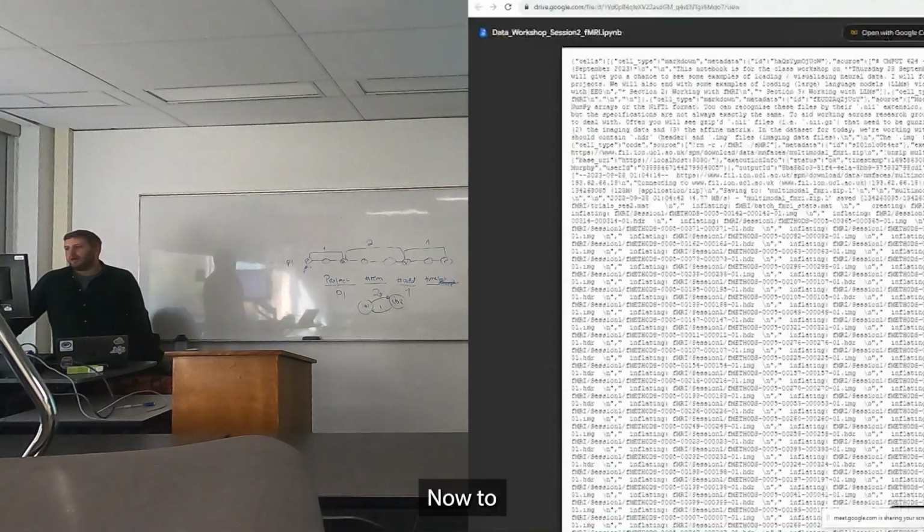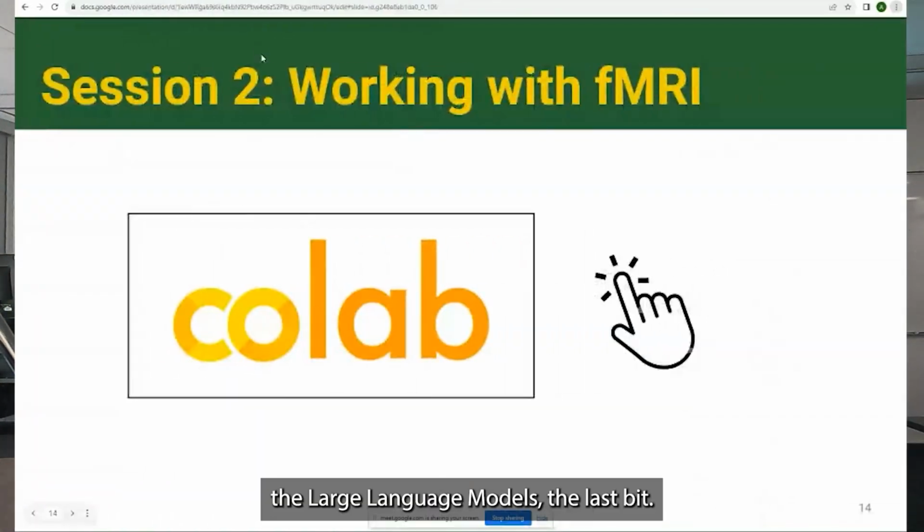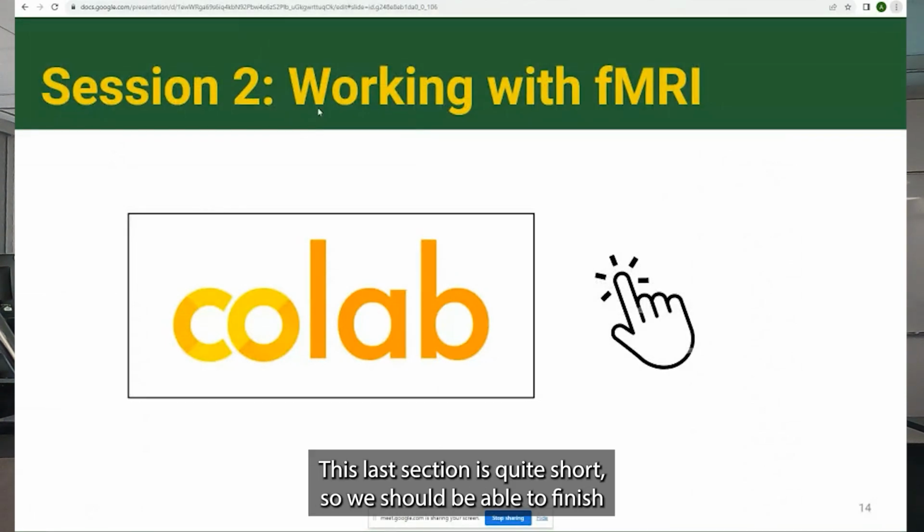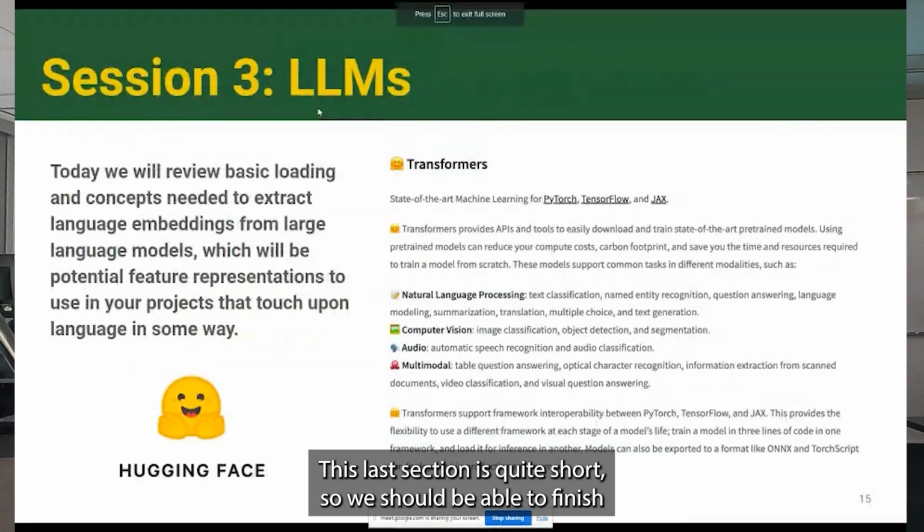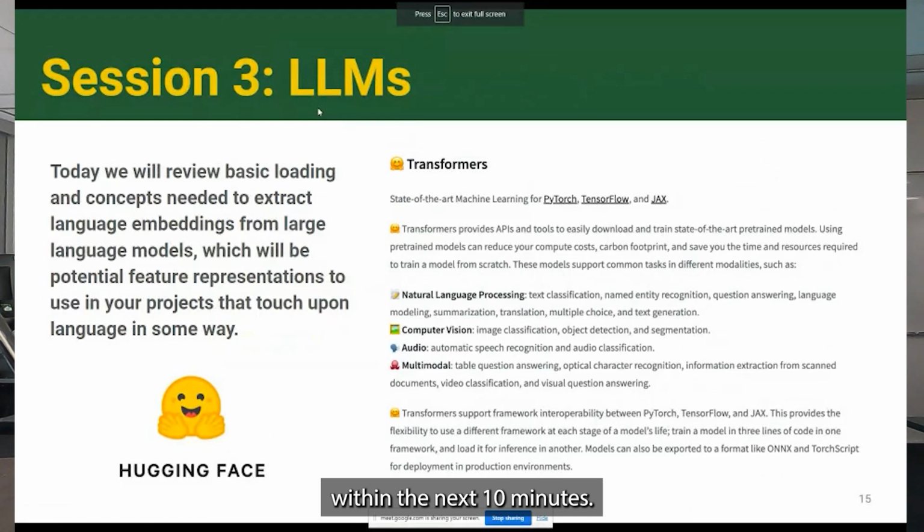Right. Now to large language models, the last bit. This last session is quite short, so we should be able to finish it for next time, please.